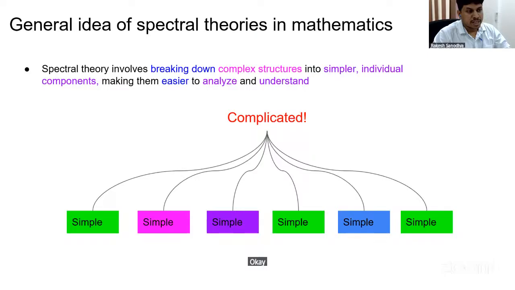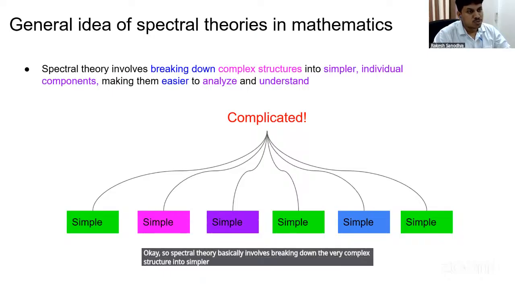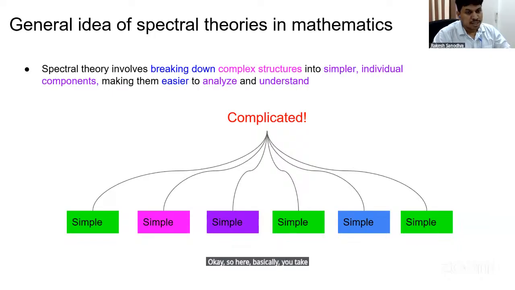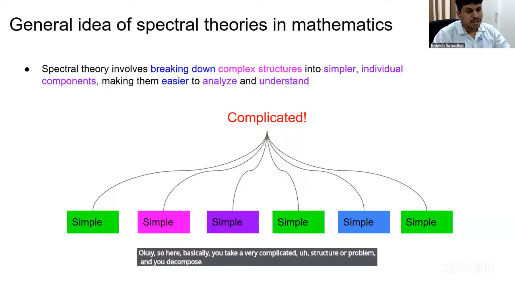Spectral theory basically involves breaking down a very complex structure into simpler individual components, making them easier to analyze and understand. Here you take a very complicated structure or problem and you decompose it into a very simple problem so that you can easily analyze and understand.